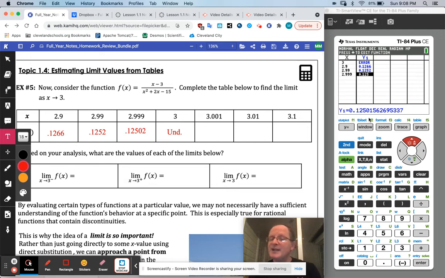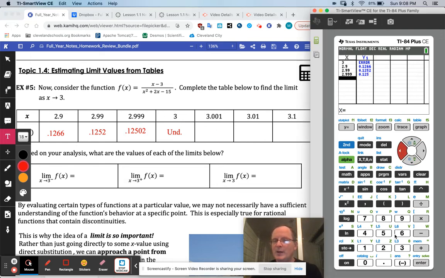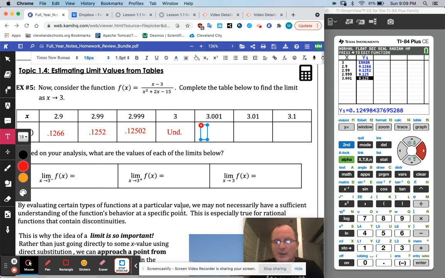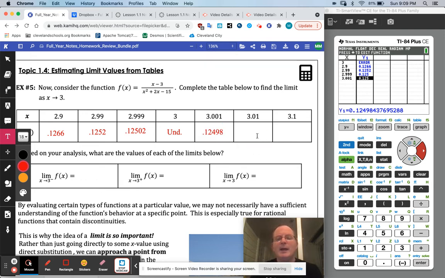And now let's check on the other side. All right. So on the other side, 3.001. Well, I believe it's the same value. Let's go up here and look. Let's hover over that. No, it's lower, but it got rounded up. Okay, so I'm going to do that. 0.12498. Right. All right, there we are.